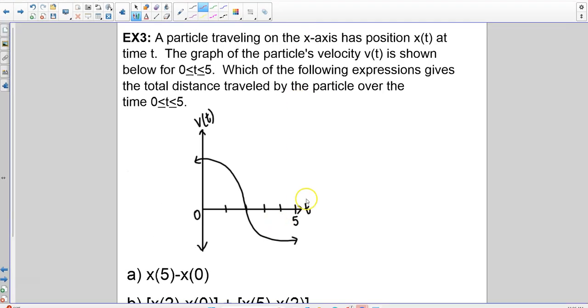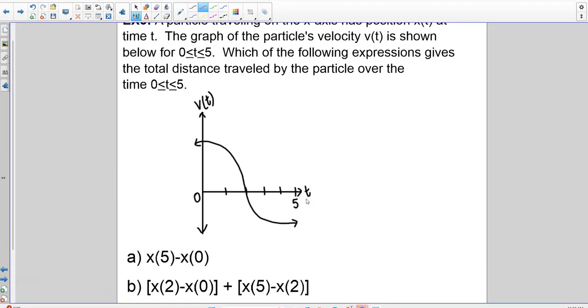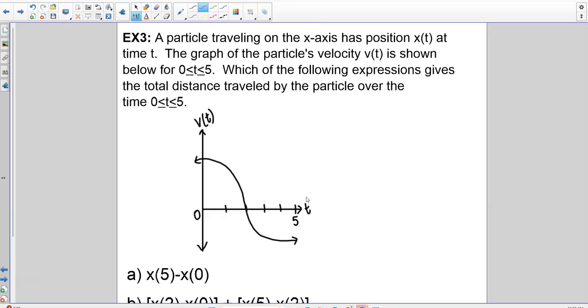Let's look at this problem. This one is also total distance, but it's not a problem where they're asking us to find the exact value, right? It's a theoretical problem. So a particle is traveling on the x-axis. The position is x of t. The graph gives the particle's velocity. We are looking at velocity here. Which of the following expressions gives the total distance traveled by the particle over the time from 0 to 5?